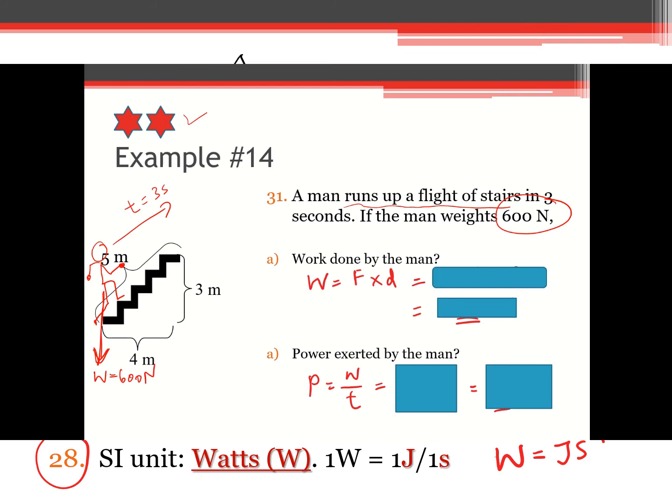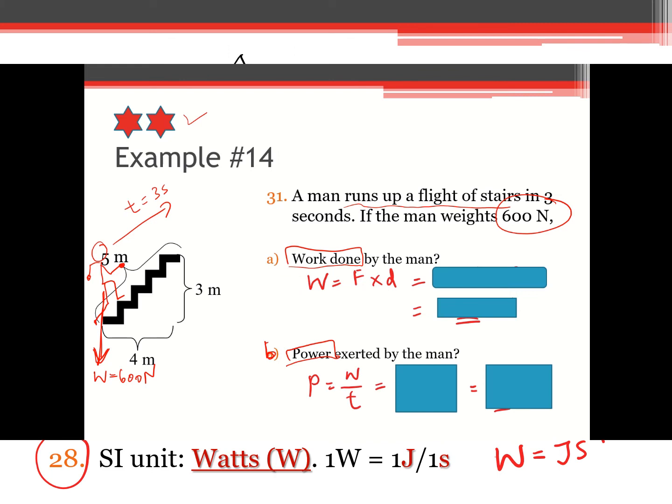Now, to carry himself vertically up each time he runs up the stairs, he must go one step up vertically, carrying his own weight of 600 Newton. Now, if I were to ask you to calculate the work done, what is the work done by the man? All this has a purpose. Part A, you calculate the work done. Later on, part B is for you to calculate the power, which you need to use the work done later on. So work done first.